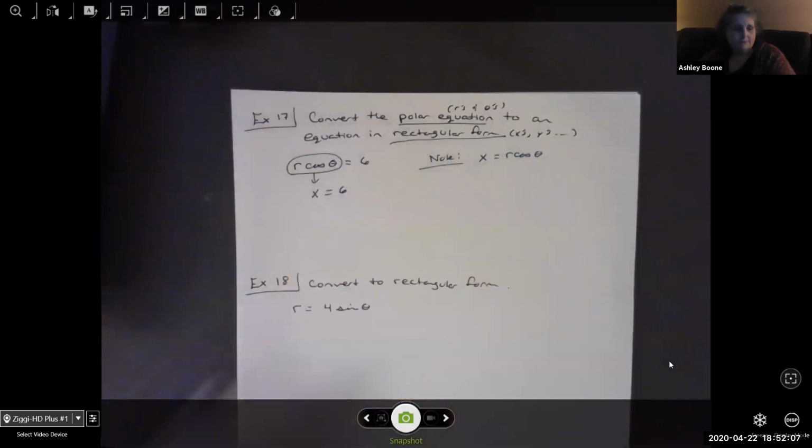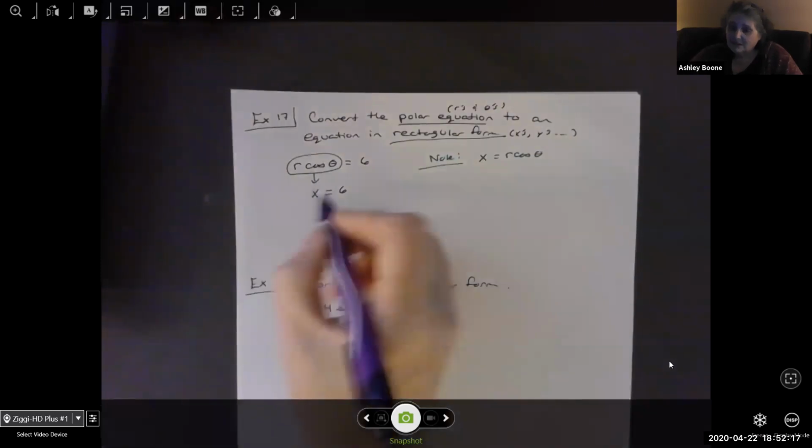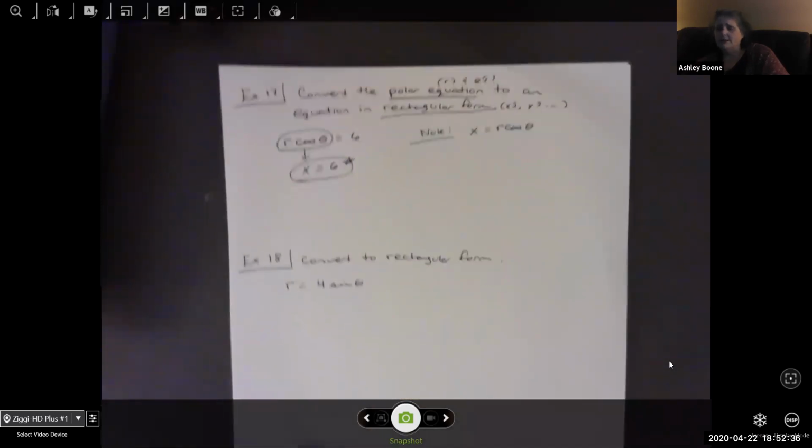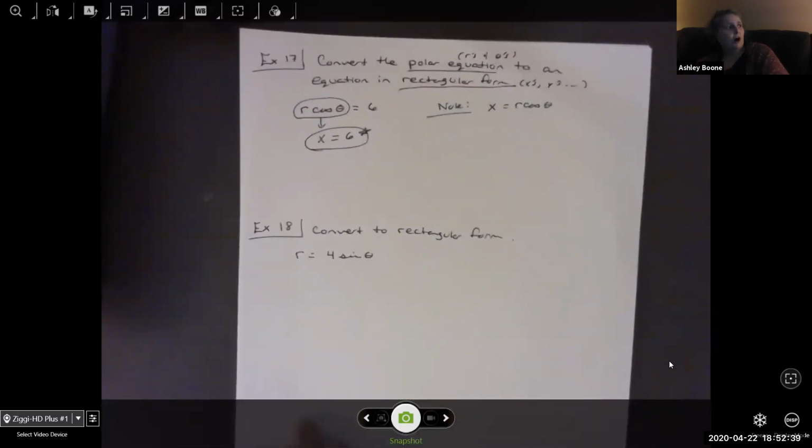We have an equation. It has no r's and thetas. It only has an x. You don't have to have a y. X equals 6 is a vertical line. When we look at the XY coordinate system and we look at a graph, that's a vertical line. X equals 6. That is a rectangular form of an equation. So that one was really quick. Let's look at number 18. We have r equals 4 times the sine of theta.